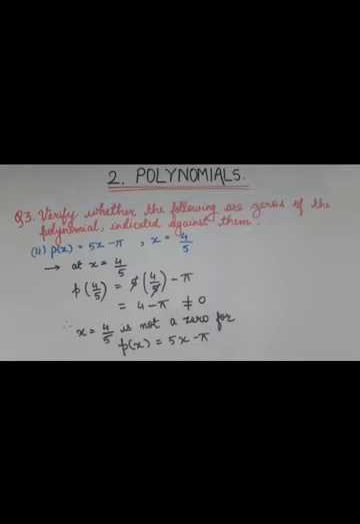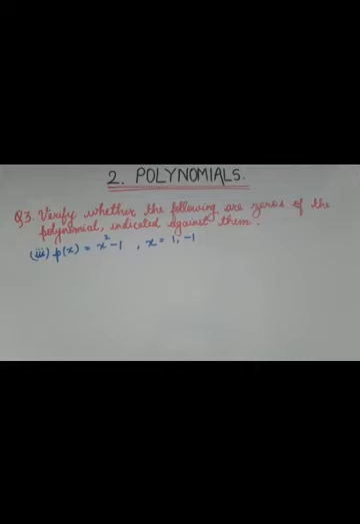Okay. Now let us move to the next question. So the next sub question is, p of x is equal to x square minus 1, x is equal to 1 and minus 1. Now here two values of x are given and we need to check both of them, whether both of them are zeros or not, or whether one of them is a zero or not.